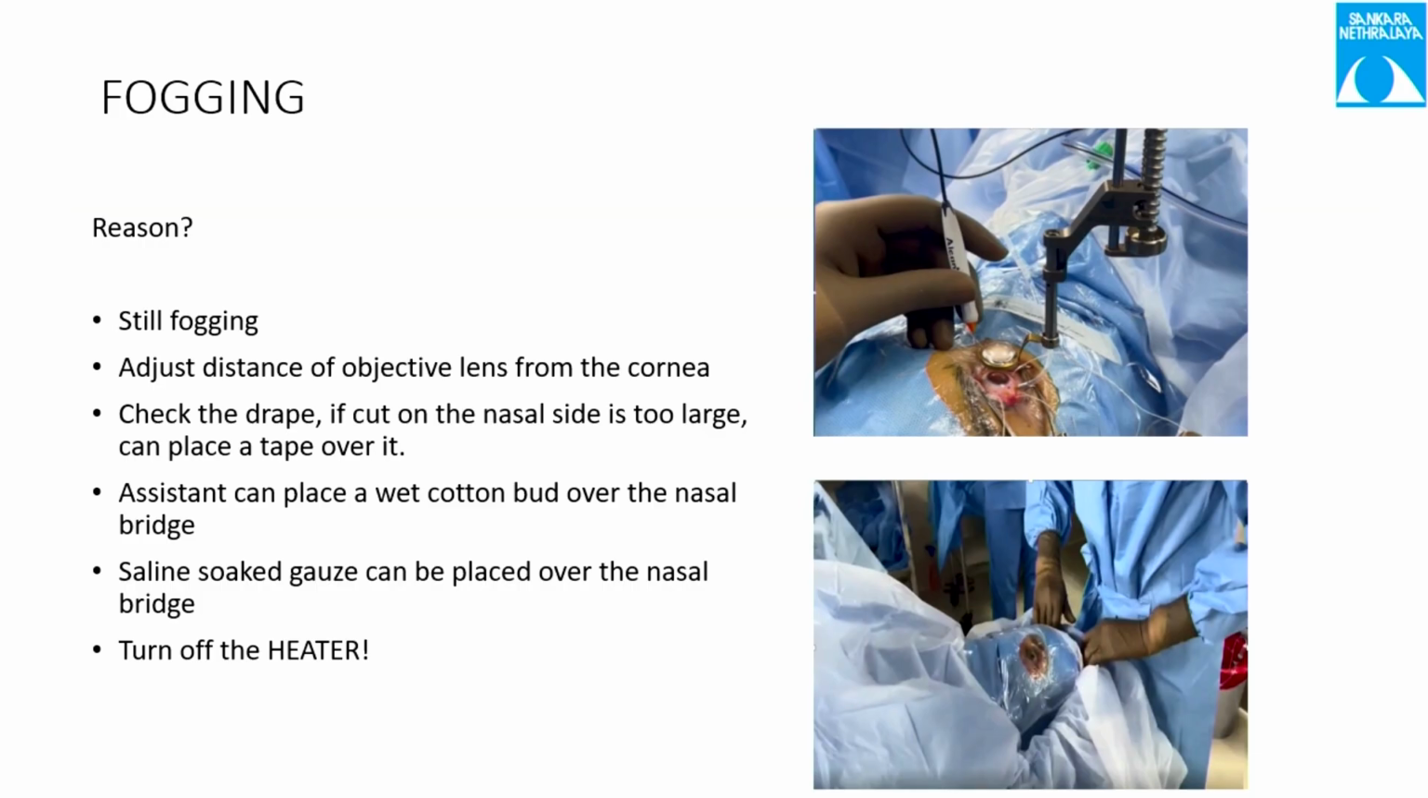And once the patient starts having this fogging problem, once the lens starts getting fogged, try to adjust the objective of the lens. Try to move it away from the cornea. And one can place a small saline-soaked gauze over the nasal bridge. That might help in certain conditions. And definitely ask the assistant to turn off the heater.